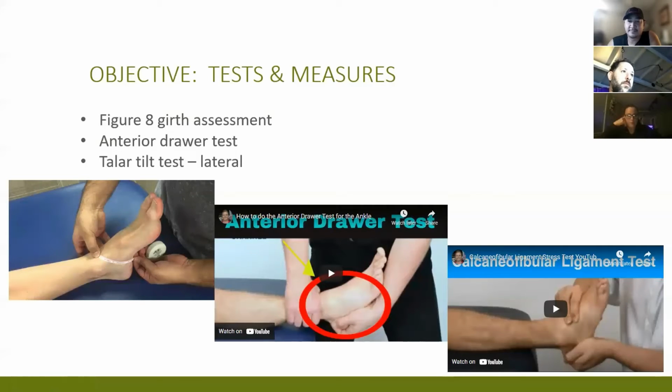So the ligaments that Maurice was touching on earlier, you can test with the next 2 videos that we're going to go ahead and watch, which are going to be the anterior drawer test and the calcaneofibular ligament test, which we will start right about now.